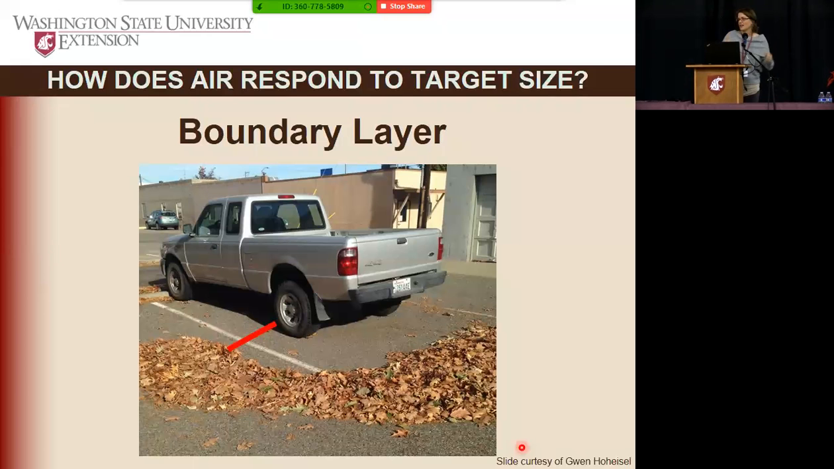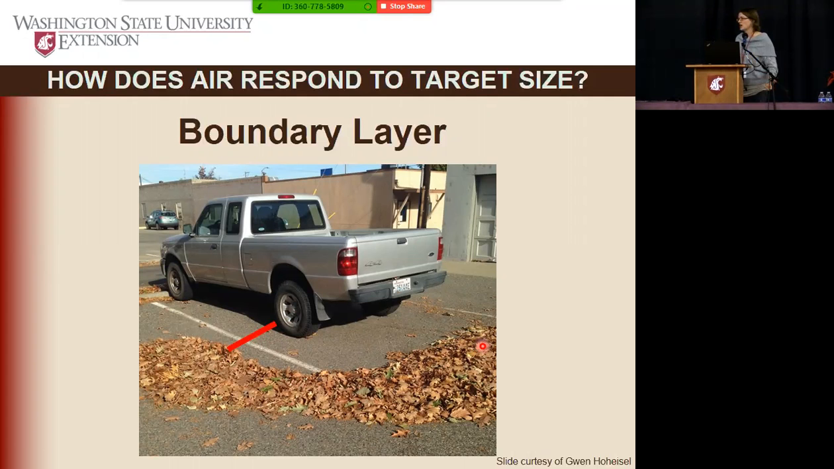So the bigger the object, the larger the amount of boundary layer, and you see how the leaves have formed all the way around the truck. So this winter when it snows and you see drifts of snow, watch the boundary layers around things. You'll have bigger boundary layers around trash cans.